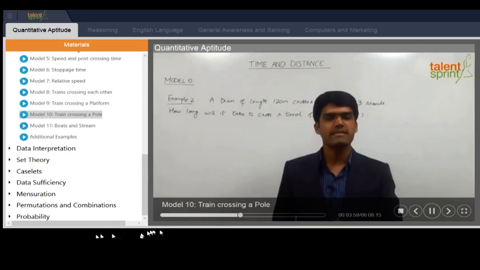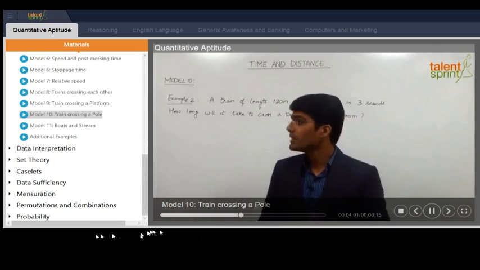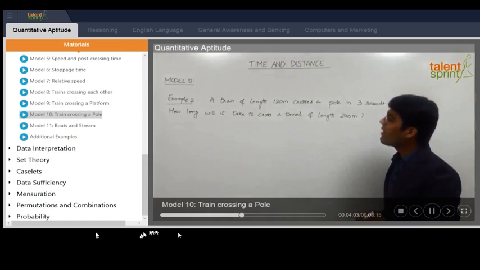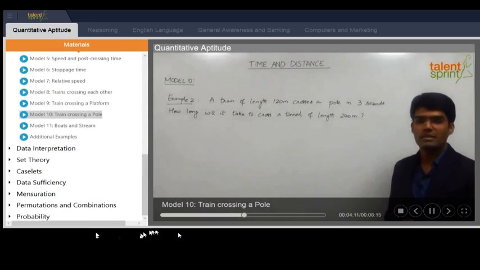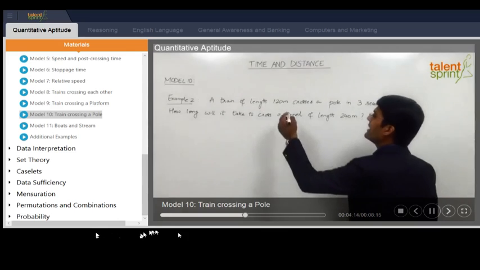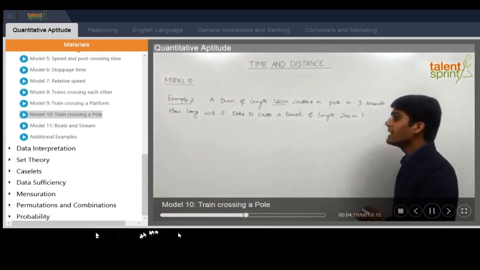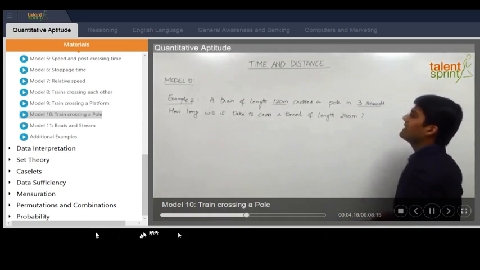Let us now take an interesting example from model 10. The question here is, a train of length 120 meters crosses a pole in 3 seconds. How long will it take to cross a tunnel of length 240 meters? So as given here, the length of the train is 120 meters and it can cross a pole in 3 seconds.